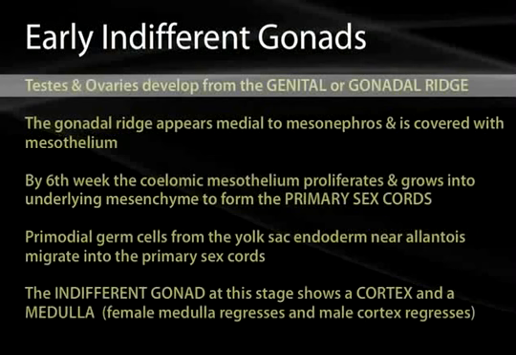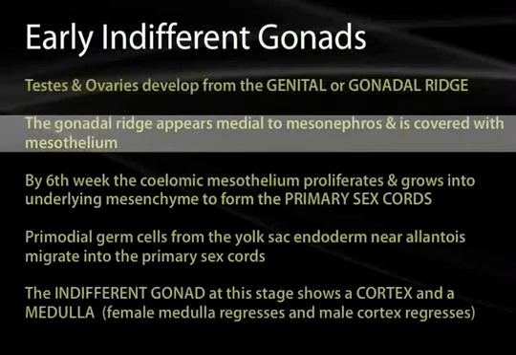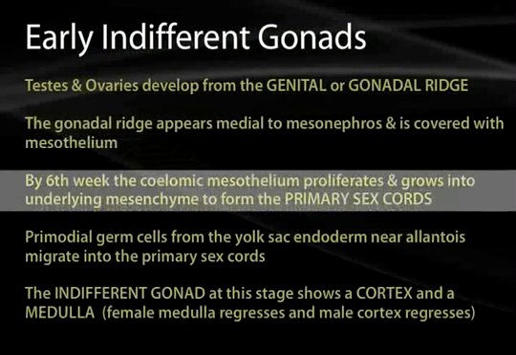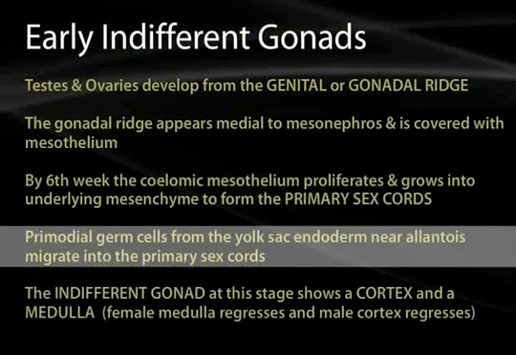In the indifferent stage, the testis and ovary will both be developing from the genital or gonadal ridge. That's started to appear in the medial mesonephros region, and it's covered with mesothelium. By the 6th week, the coelomic mesothelium has proliferated and grows into underlying mesenchyme to form the primary sex cords. The primordial germ cells have migrated from the yolk sac, as we saw in the last segment, and they're going to migrate into the primary sex cords.